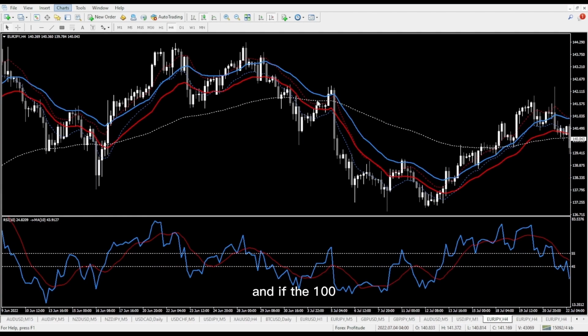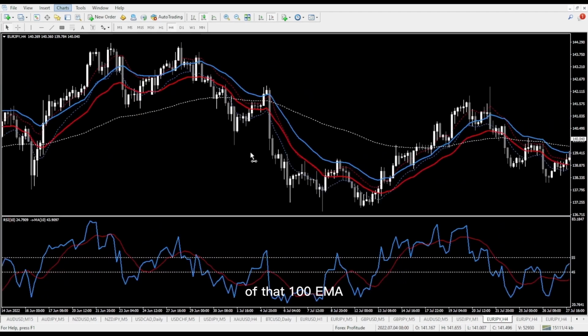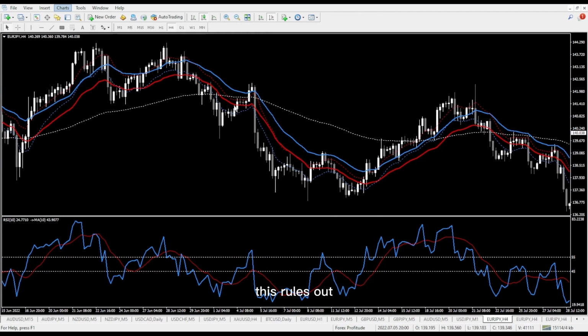And if the 100 EMA is inside of the channel, I don't want to be doing any kind of trades. I don't want to be looking at any opportunities for that. I want that 20 EMA channel to be on one side or the other of that 100 EMA. So with this being the case, this rules out this trade right here.